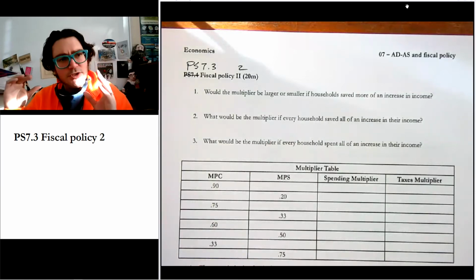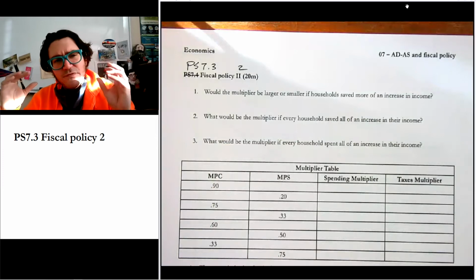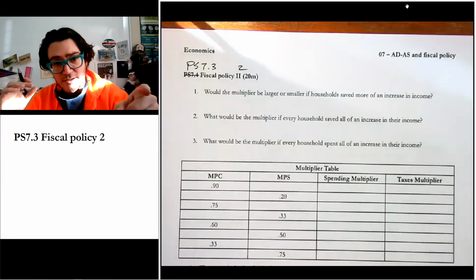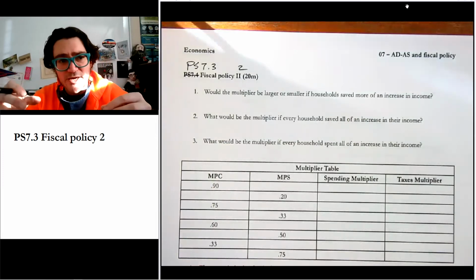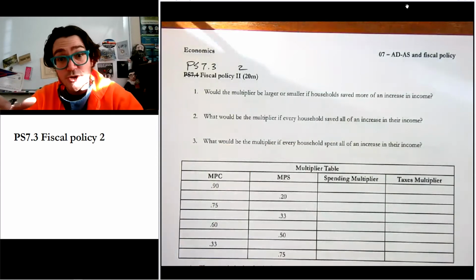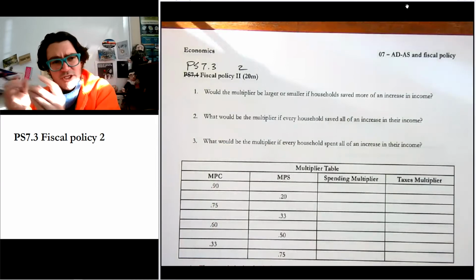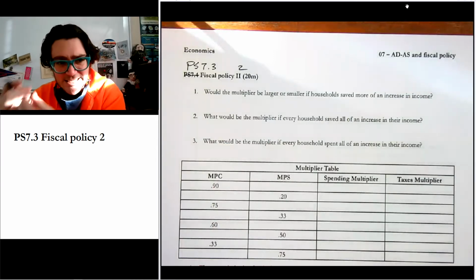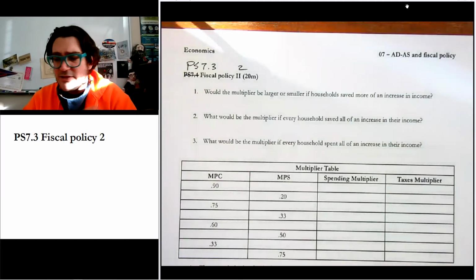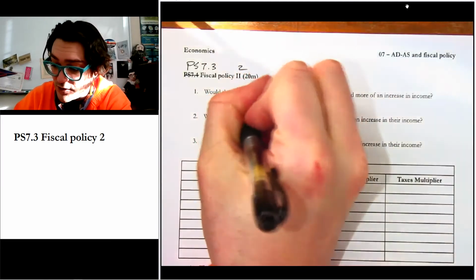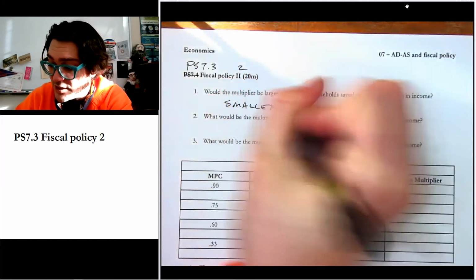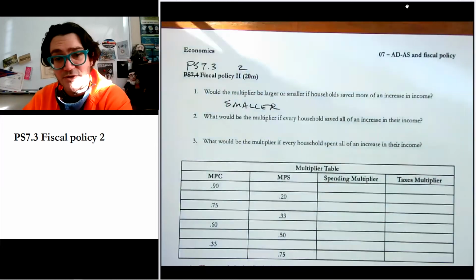So think about just kind of in your head, if they're not spending as much money, that means the next round of spending is not going to be as large. And so then that means the next round of spending won't be as large, right? So each time there's going to be less spending in the system. So we would say that the multiplier should be smaller, because they're spending less each and every single time.